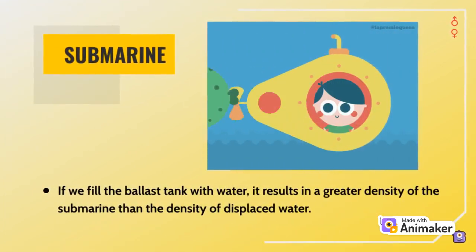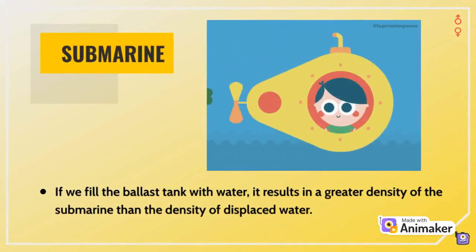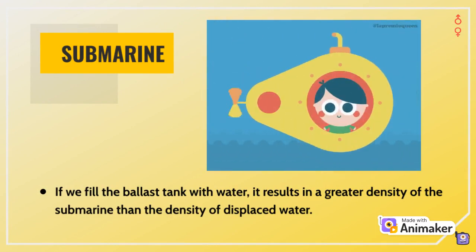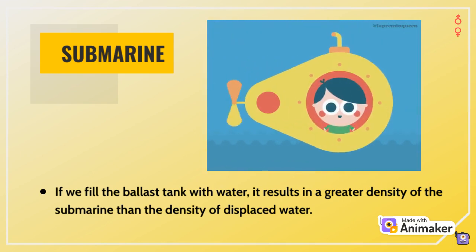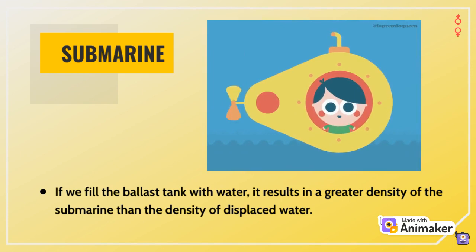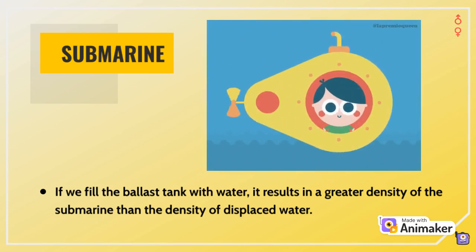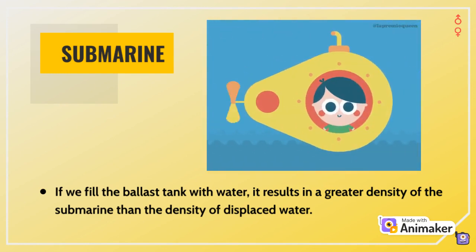If we fill the ballast tank with water, it results in a greater density of the submarine than the density of displaced water. Hence, the submarine dives into the water. Whereas, if this water is expelled from the ballast tank with the help of the compressed tank, then the average density of the submarine becomes lesser than the density of the displaced water, and the submarine floats on the water surface.